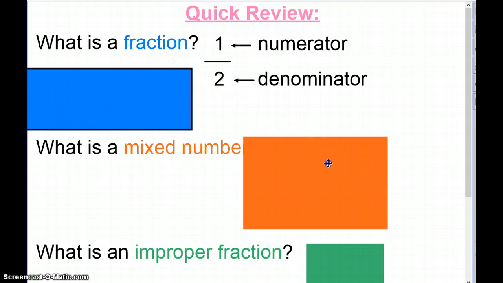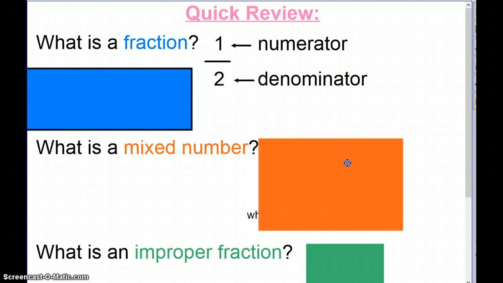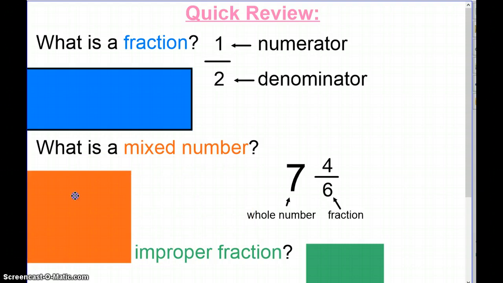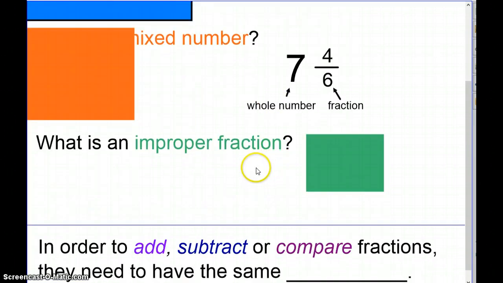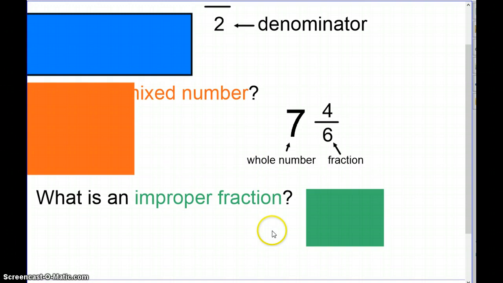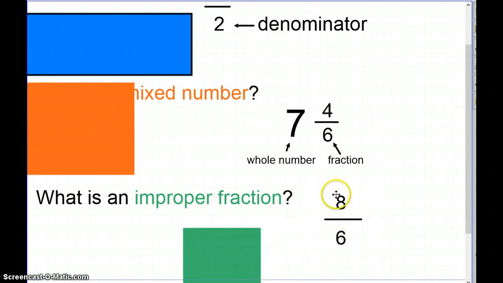Okay? Let's quickly review what is a mixed number. Well, a mixed number is when we have a whole number and a fraction. Okay, so that's what we're going to be working with today, mixed numbers. And then lastly, we are going to review what an improper fraction is. So an improper fraction is when that number on top, that numerator, is greater than the denominator. So we have more than one whole right here.